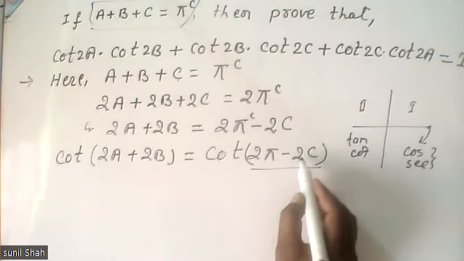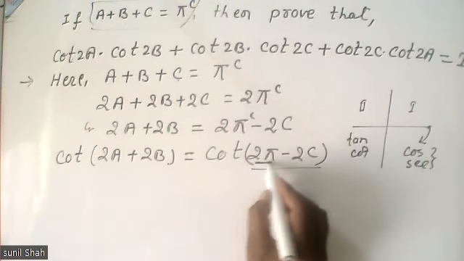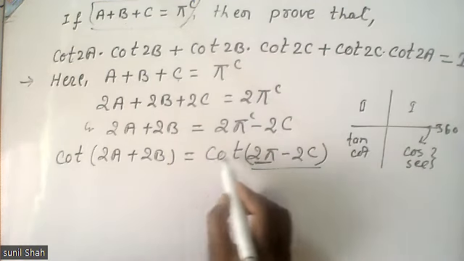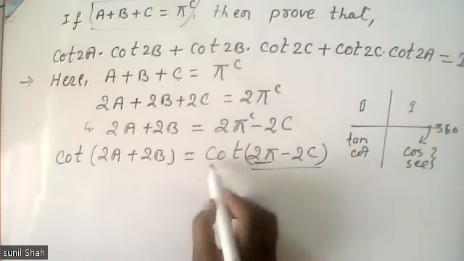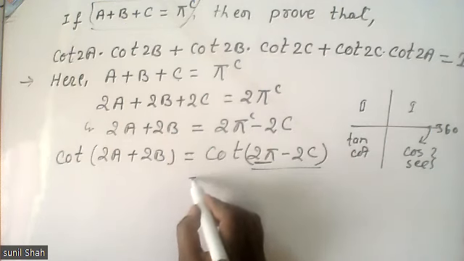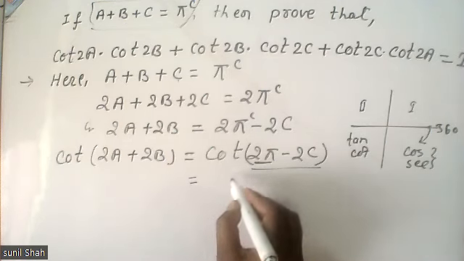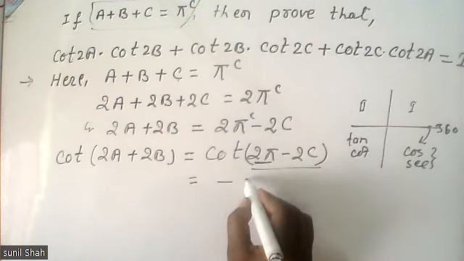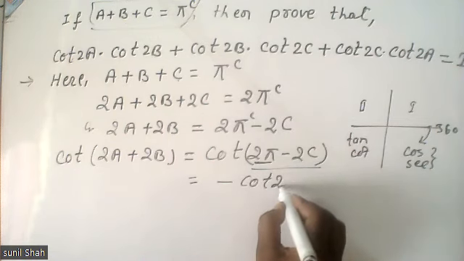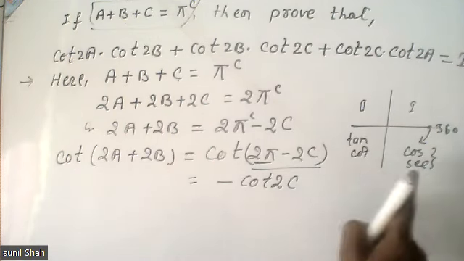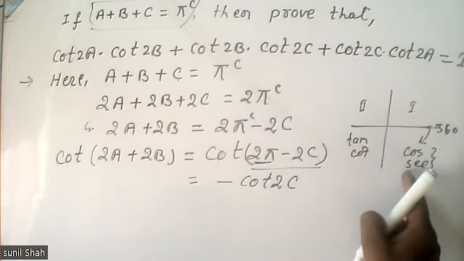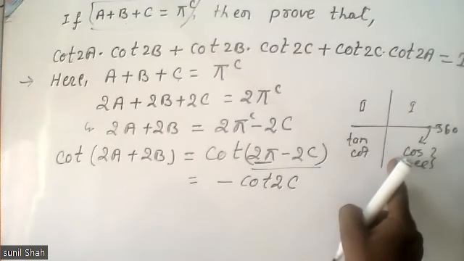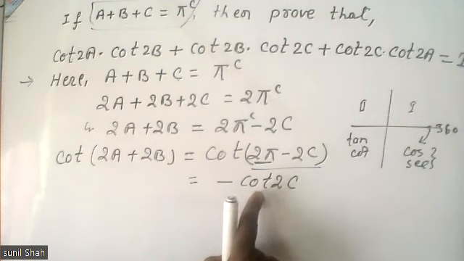So cot of 2 pi minus 2C, since this is 2 pi, 360 degree, in this horizontal line the trigonometric ratio remains the same, it does not change. So the answer according to the CAST formula, cot of 360 minus theta is minus cot 2C. Since the fourth quadrant is the home of cos and sec, cot is negative here. So this is negative cot 2C.